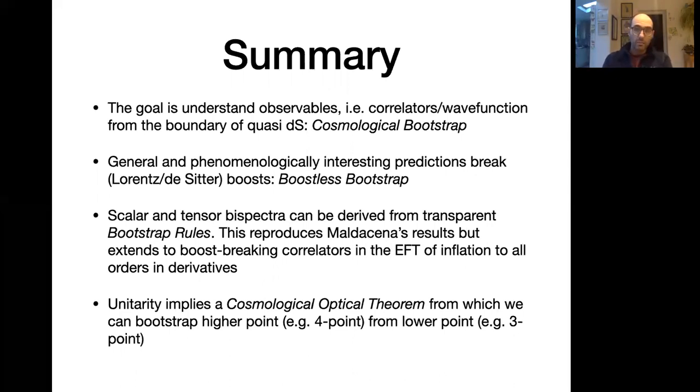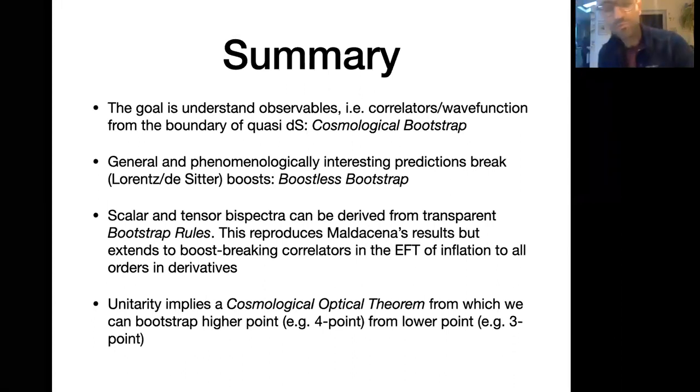Actually, you can derive a bunch of bispectra extremely easily in just a few lines of calculations, in particular bispectra including scalars and gravitons. And I could extend the calculation of the bispectrum in the EFT of inflation to any number of derivatives. What's even more exciting is that once we compute this three-point function, then we can use unitarity in the form of the cosmological optical theorem to construct higher n-point functions. That's something that I haven't proven or done, but it's in progress, and that's extremely exciting. And that's of course how on-shell methods work for amplitudes in flat space. So something similar seems to be at play here.